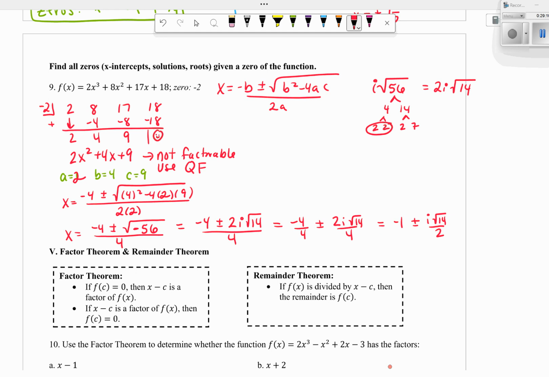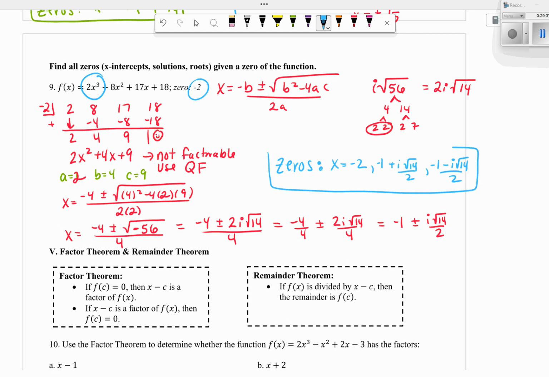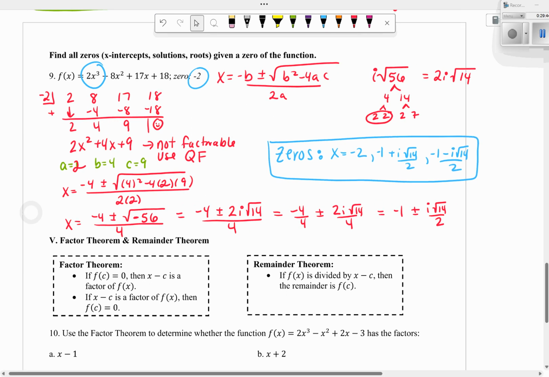So that means the zeros, we should have 3. The given one was the -2, so we have the zeros of x equals -2, and then remember, this gives us 2 answers. Our 2 answers are -1 plus i root 14 over 2 and -1 minus i root 14 over 2. So those are the zeros of our equation, which remember means they're the x-intercept solutions, the roots.